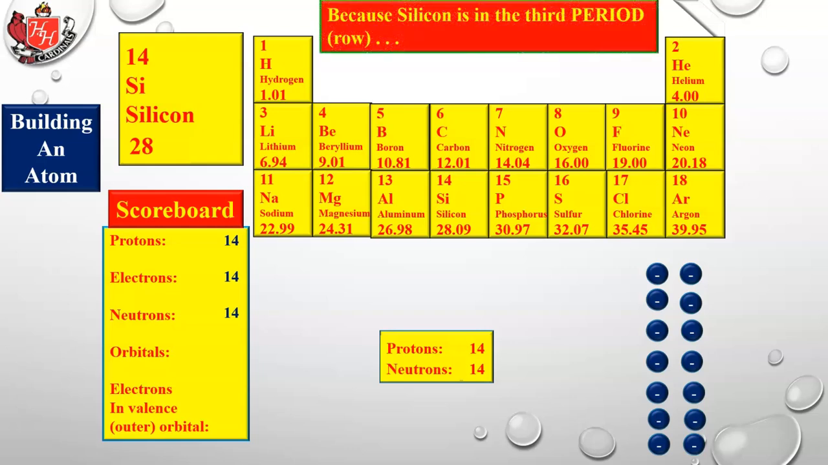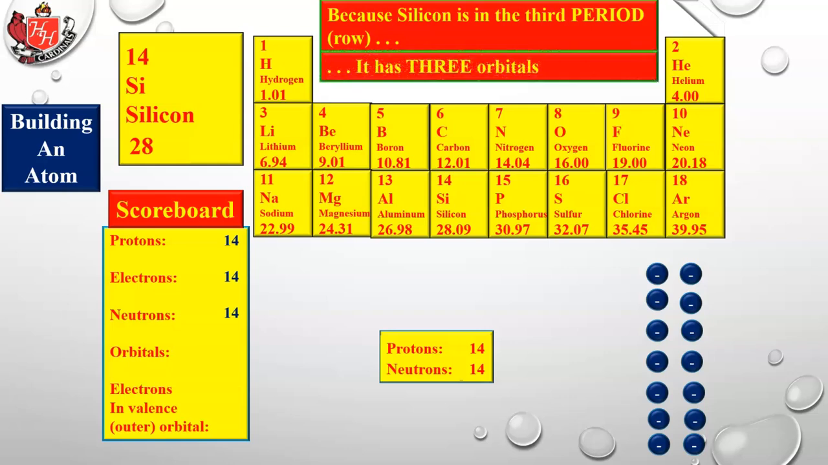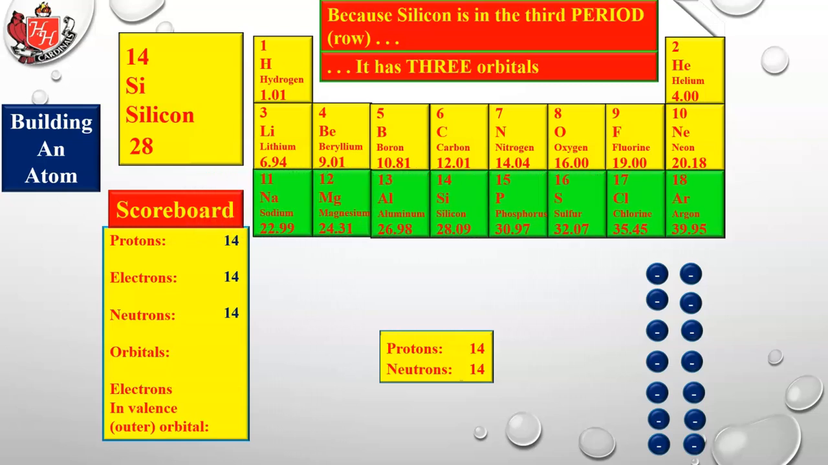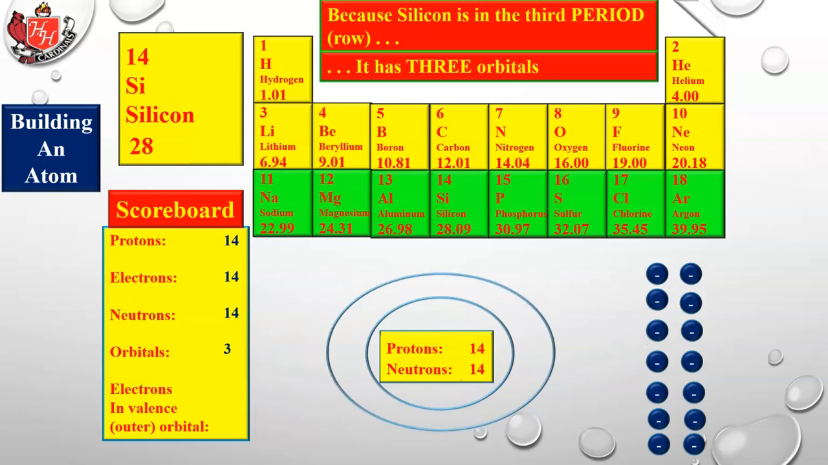Alright, because silicon is in the third period row, that means it has 3 orbitals. So there we go. Everything that's being covered over in green is in the third row, and all of those elements, the atoms of all of those elements, have 3 orbitals. Third row, 3 orbitals. So we're going to go ahead and put that in our scoreboard, and we have orbitals 3. We're also going to bring them in on our diagram. So there's the first orbital, there is the second, and there is the third. Okay, so we've now placed our orbitals.